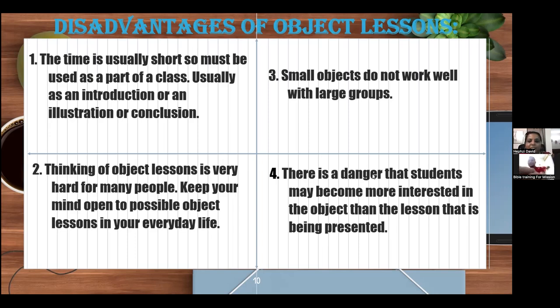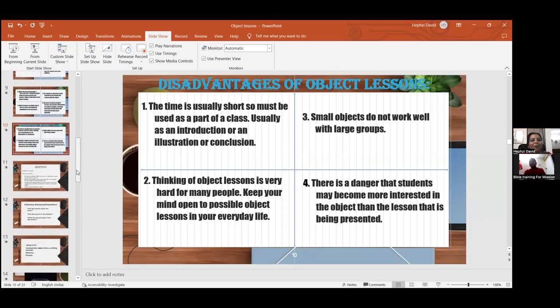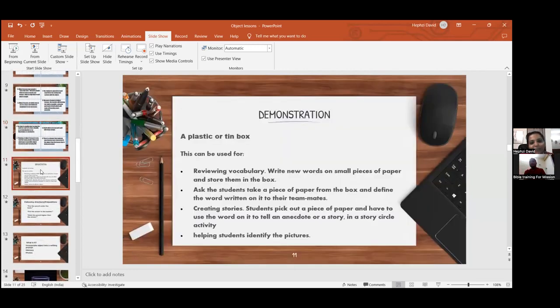There's the danger that students may become more interested in the object than in the lesson that is being presented. They keep on looking out for the object, and they may lose interest if the next time you don't have an object and you're simply going to keep talking, they will miss the object. That's one thing. How do we use it for an ESL class?